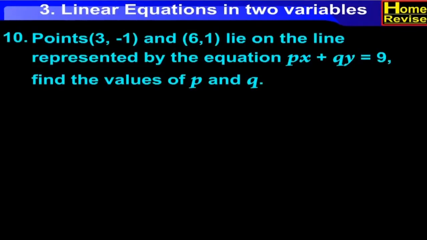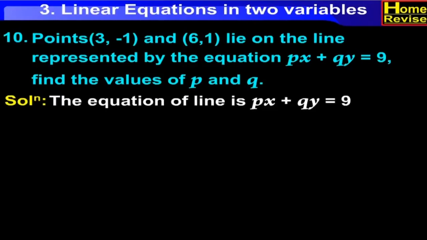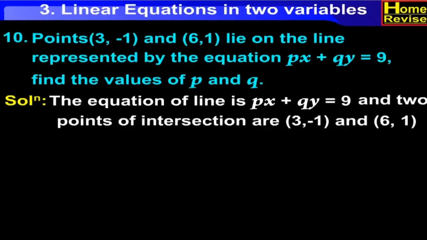Points 3, minus 1 and 6, 1 lie on the line represented by the equation px plus qy is equal to 9. Find the values of p and q. Solution. The equation of line is given as px plus qy is equal to 9. And the 2 points on the line are 3, minus 1 and 6, 1. This means that they satisfy the equation.